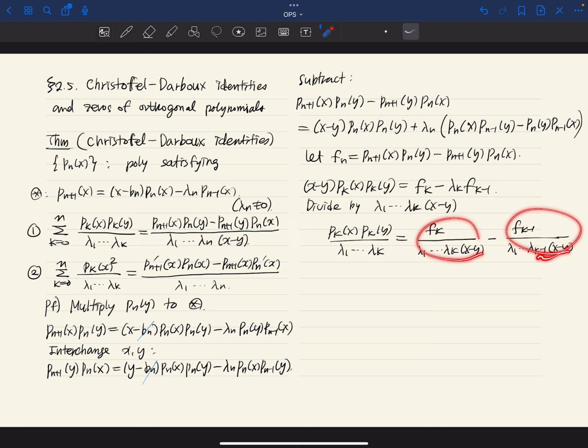So you see, these are really the same with k replaced by k minus 1. So if you sum this over k, there will be a lot of cancellation. Sum over k from 0 to n: if k equals 0, that term is just 0, there is no term like that. So we only have the last term, which is the k equals n case, and that is exactly the right hand side of the first identity. So that's the proof of the first identity.